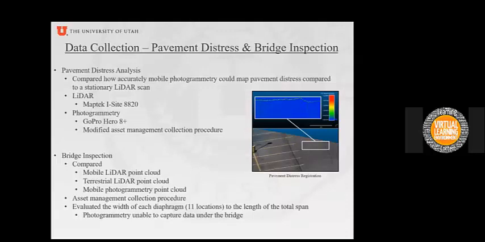One thing you'll notice as we get later into the data evaluations is that there are no measurement extractions for the photogrammetry model, and that's because the photogrammetry images were unable to capture any data regarding the underside of the bridge, and I'll talk a little bit about that as we get into the data evaluations.